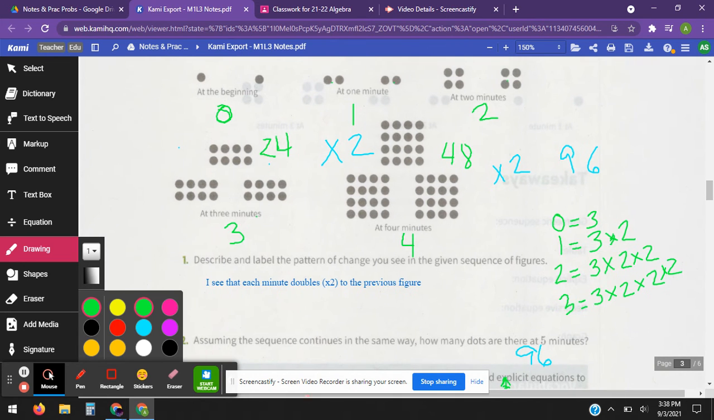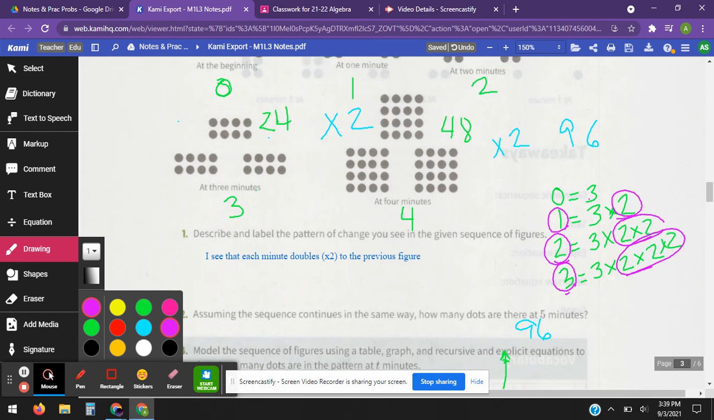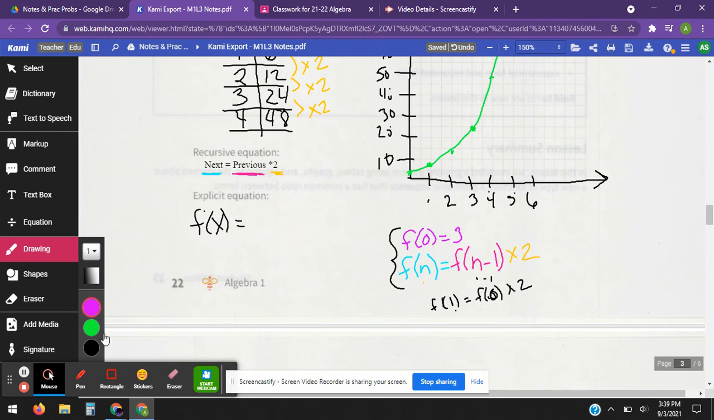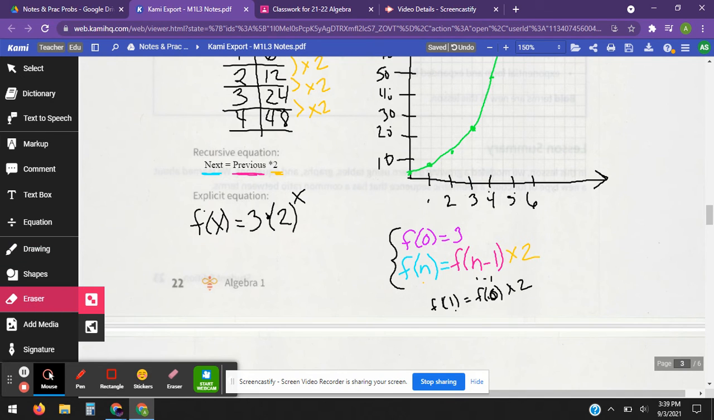All right, so just like on my last one, I noticed 1 minute, I had one 2 I multiplied. At 2 minutes, I had two 2s I multiplied. 3 minutes, I had three 2s I multiplied. So I always have a 3 in the front that is constant. So f of x equals 3, but I'm timesing it by 2 however many times. Let's be consistent with our variables here. Let's do n.